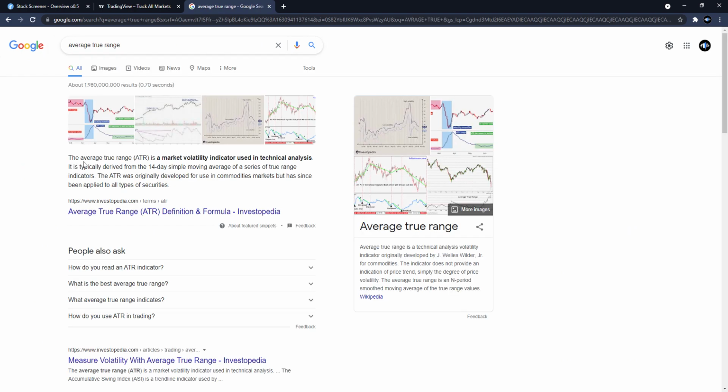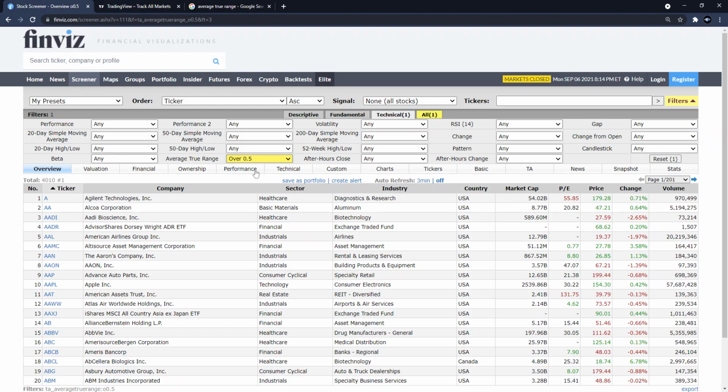As you see, the average true range, ATR, is a market volatility indicator used in technical analysis. It is typically derived from the 14-day simple moving average of a series of true range indicators. The ATR was originally developed for use in commodities markets, but has been applied to all types of securities. Okay, so we want the average true range to be over 0.5. That's what I'm looking for. That's about it for the technicals.